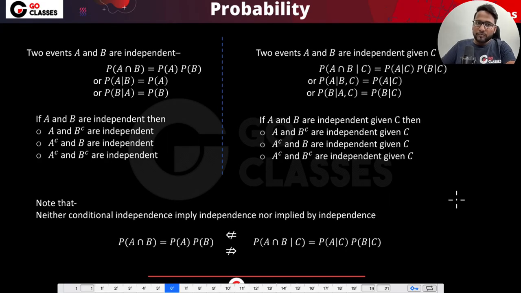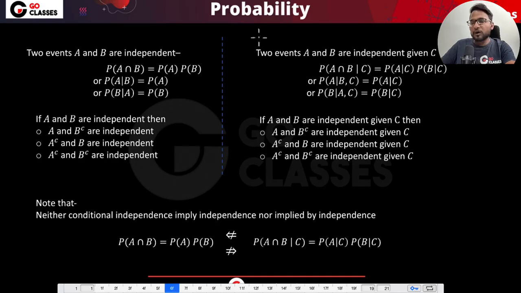Now this is a summary where we are saying two events A and B are independent if you can write it like this, or maybe given B you can write directly with A, or given A you can write directly with B. If A and B are independent, then A and B complement, A complement and B, A complement and B complement are all independent, right? Now, two events A and B are independent given C.